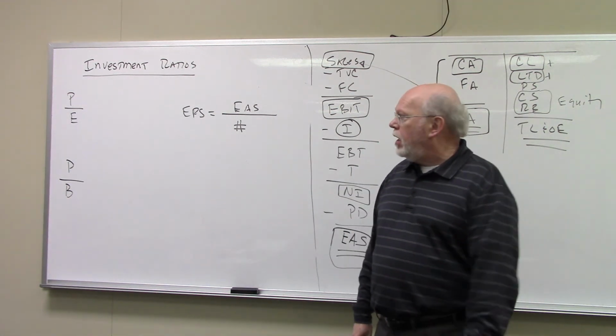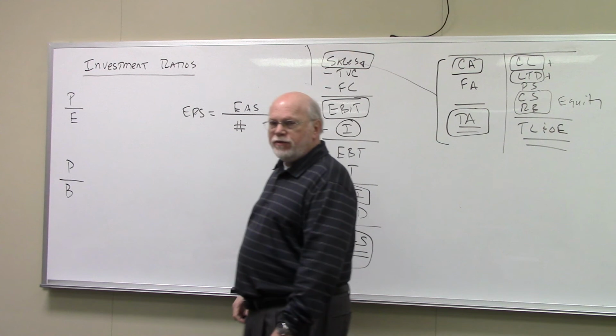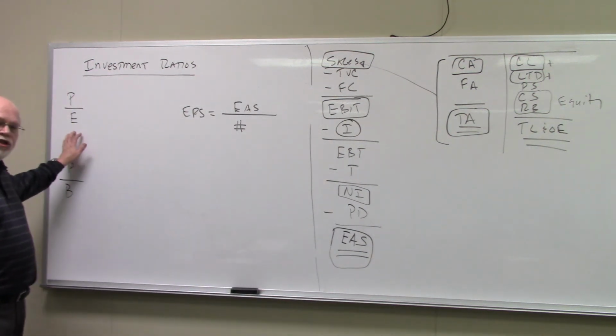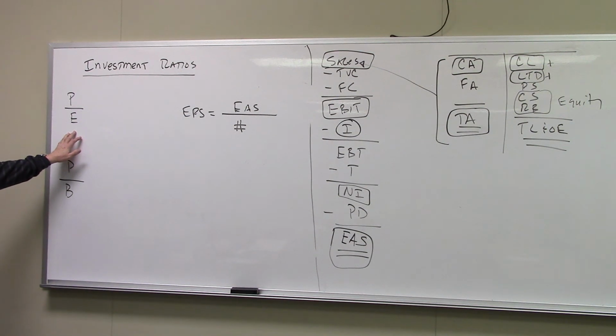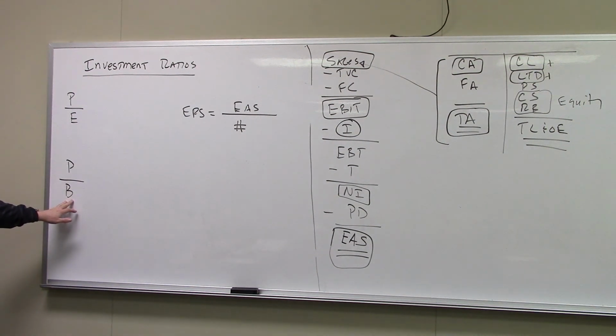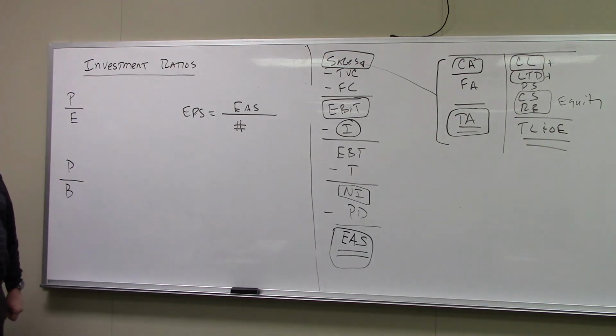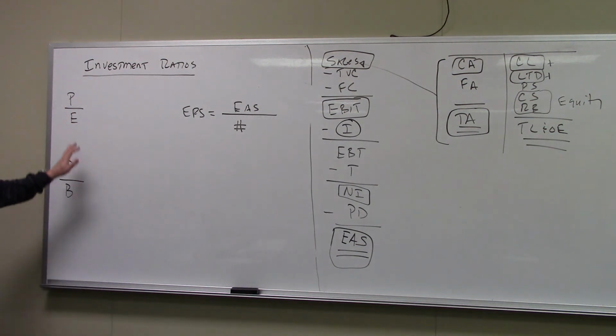There are two types of investment-based ratios we're going to look at. One is called the price-earnings ratio, the PE ratio, and the other is known as the price-to-book ratio. The first one we're going to talk about is the price-to-earnings ratio. The numerator in this equation, P, is the price of the stock in the market. The denominator, E, is earnings per share.